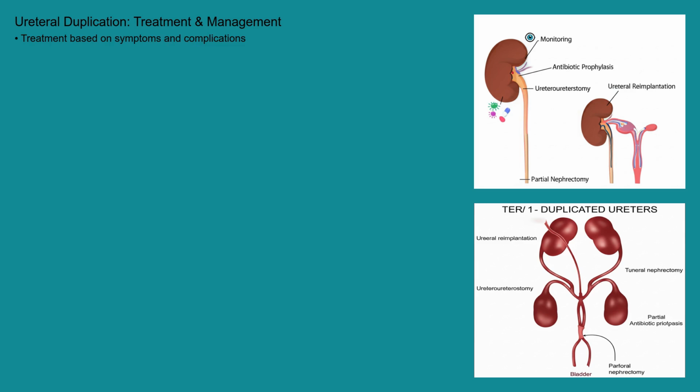Surgical options include ureteral reimplantation, where the ureter is repositioned into the bladder at a more appropriate location, ureteroureterostomy, where the two ureters are joined together into a single ureter before entering the bladder, or, in rare cases of a non-functioning kidney segment, partial nephrectomy, which is the removal of the affected portion of the kidney.